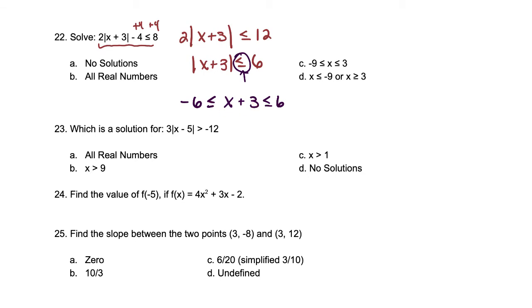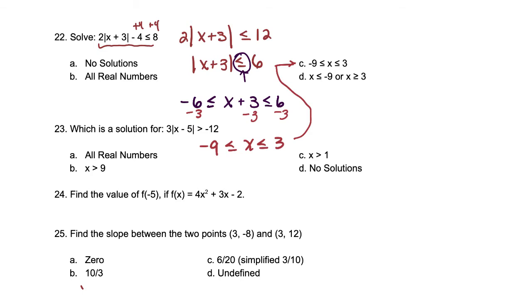And if you do it this way, then it's really simple to solve. You can do your minus 3, and finally -9 is less than or equal to x, which is less than or equal to 3. And so let's see if we got that answer up here. Yeah, there it is. And so we're done.